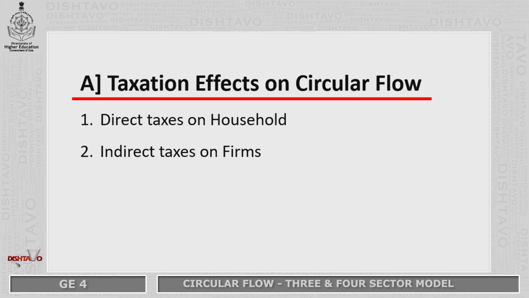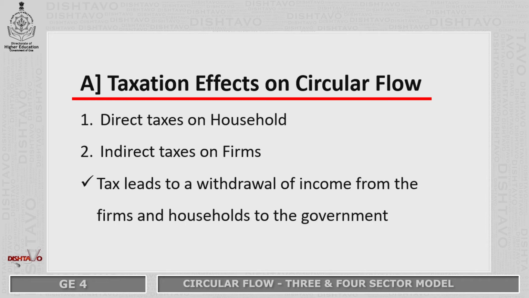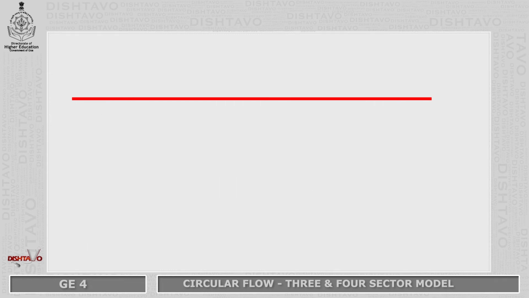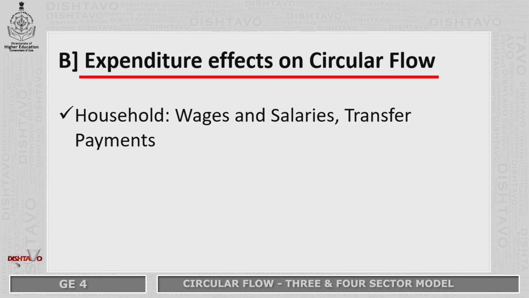Now, if the government is withdrawing money by way of taxation, the government compensates this by incurring expenditure. And expenditure is the second fiscal operation of the government. What happens when the government incurs expenditure? Let us just look at the relationship between the government and the household. The government employs people. The government pays them wages and salaries.